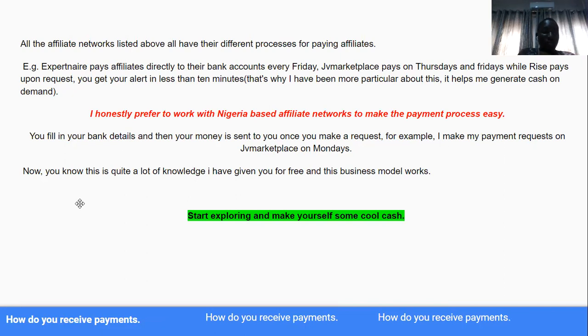So you can just accumulate your own money by yourself. Be collecting your money weekly and then keep it yourself. So you fill in your bank details, you make a request, and the money would be sent to you. So you can start exploring and making yourself some cool cash. But I still want to take you through some more processes and then how you can actually get started fully well. But wait, before we go into that.